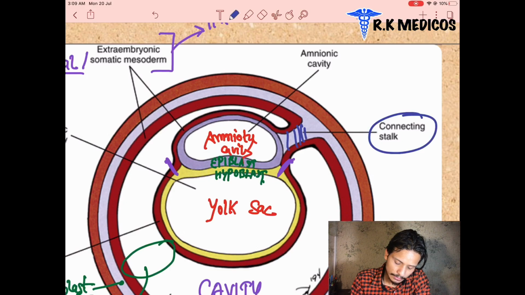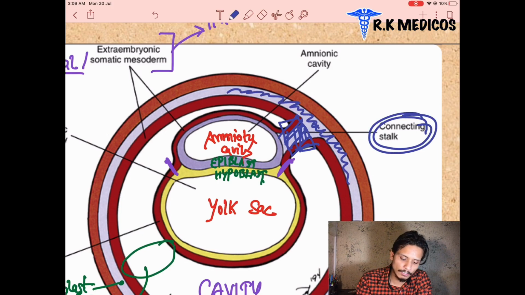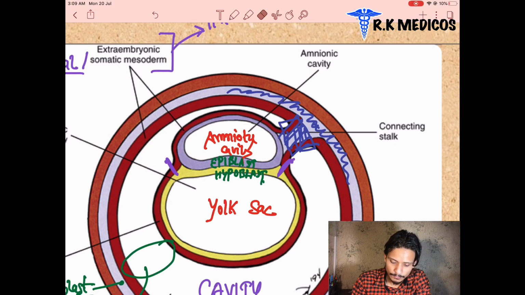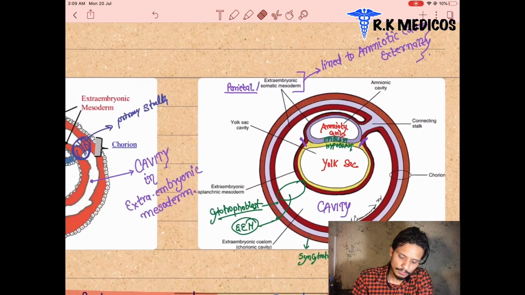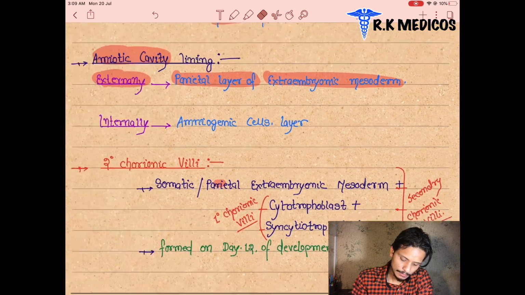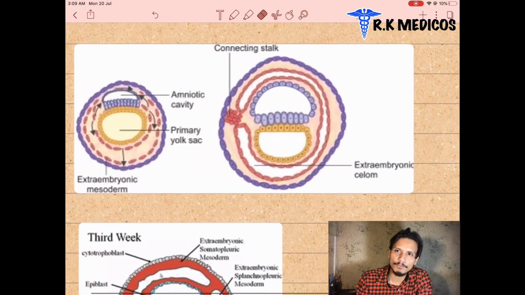In this layer, the extra embryonic mesoderm is not going to divide properly. So this part is connected with the cytotrophoblast, and these are helpful in the formation of the placenta or the umbilicus later on. So this is the picture. Now you are just going to take a review for 2 or 3 minutes.